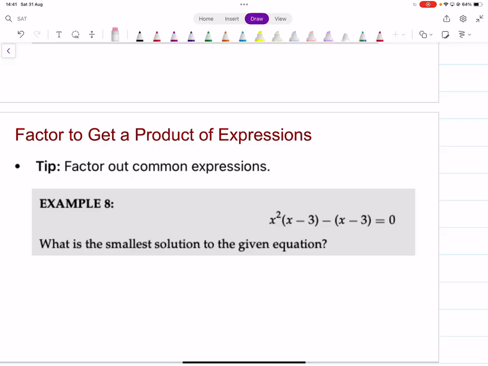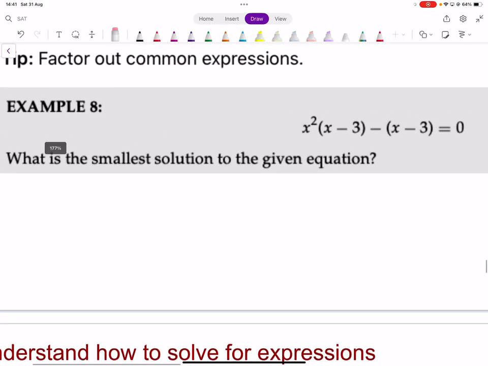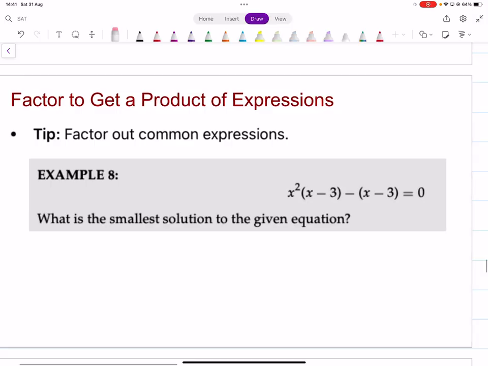Think of this for 30 seconds. Let me know what we can do here. Let me remove that hint for you. Okay, so I've seen that. X squared into x minus 3 minus x minus 3. What's the smallest solution to this equation?